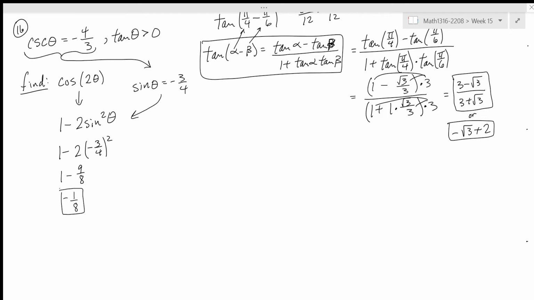So if the tangent is greater than 0, that's just making sure it's positive? That's making sure that you know what quadrant you're in. Yeah. So if sine is negative and tangent is positive, then that means we're in the third quadrant, and cosine should also be negative. Okay? So I'm just making sure you get the sign right.